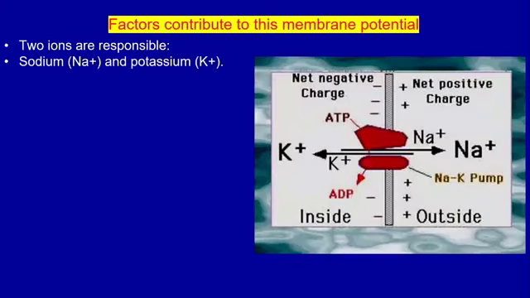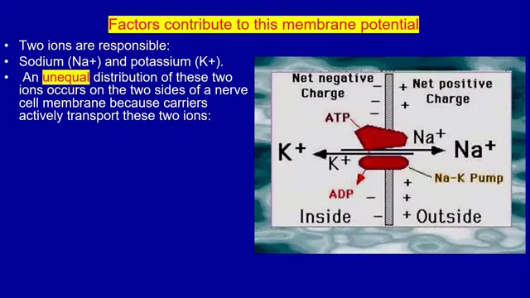Factors contributing to this membrane potential. What are the factors which cause this membrane potential? Two ions are responsible, sodium and potassium. An unequal distribution of these two ions occurs on the two sides of the nerve cell membrane because carriers actively transport these two ions. Remember, the resting membrane potential is present in all cells, and the action potential occurs only in nerve and muscle cells.